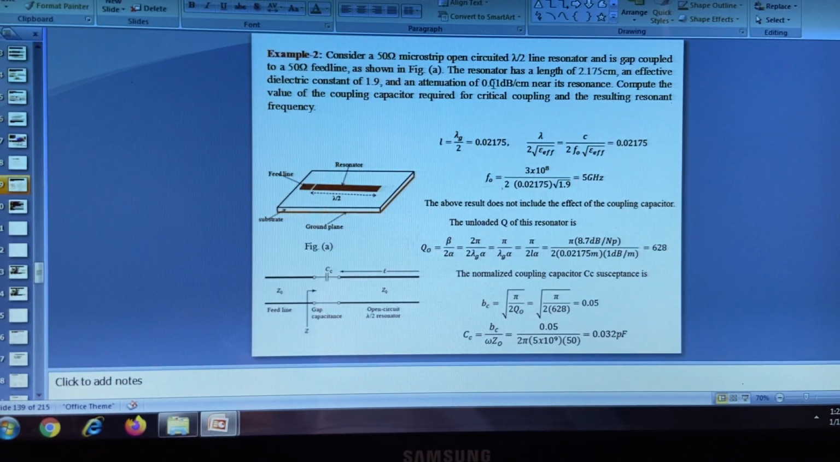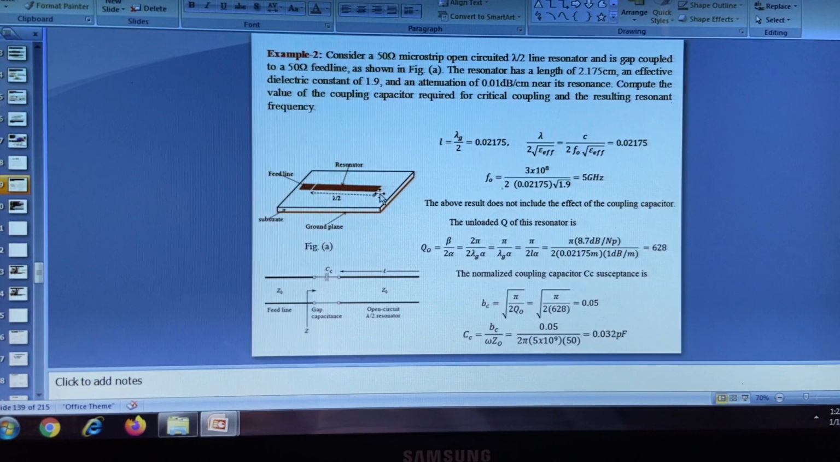Now here is a problem on the microstrip line resonators. Consider a 50 ohm microstrip open circuited lambda by 2 line resonator, gap coupled to a 50 ohm feed line as shown in the figure here. The resonator has a length of 2.175 centimeter. So the length of this resonator is given.